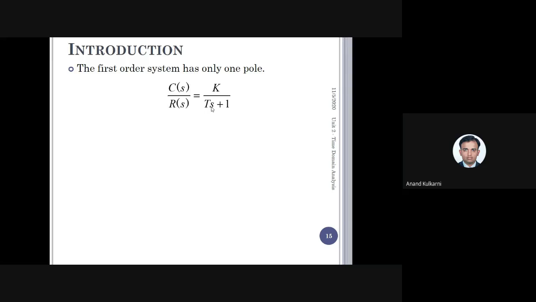It is not necessary that the order appears only in the denominator; it can appear in the numerator also. In general, the denominator order is higher than the numerator order, which you will come to know in the next unit. So generally, the maximum order of S in the system defines the order of the system. This is called a first order system because the highest power of S is 1. S to the power 1 is there. So this is a first order system.